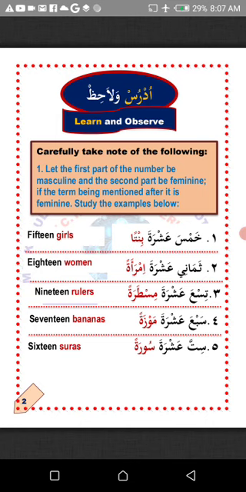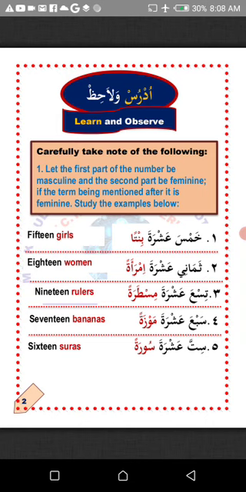The same principle is applicable to the remaining numbers. Ithnan, number 2. ثماني عشرة امرأة. 18 women. ثلاثة, number 3. تسع عشرة مصطرة. 19 rulers. أربعة, number 4. سبع عشرة موزة. سبع عشرة موزة.